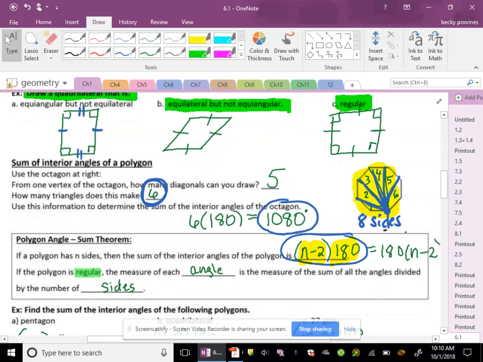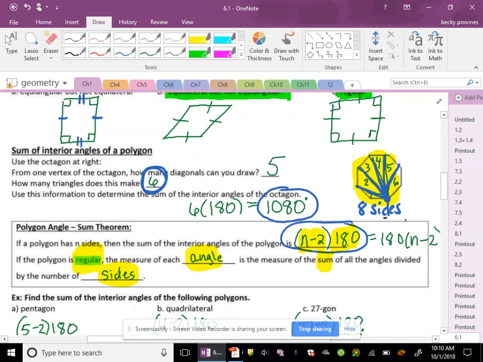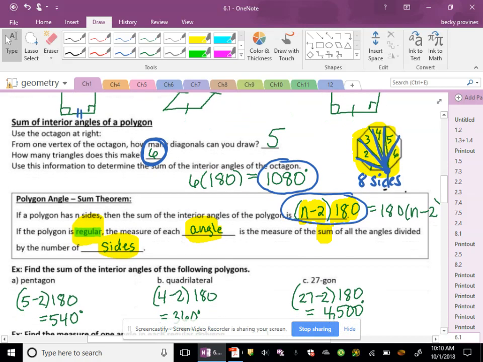Okay, so if a polygon is regular, regular again means all the angles and all the sides are the same, then the measure of each angle is the measure of the sum, which means all of them added together, of the angles divided by the number of sides. Okay, we're going to practice this. Don't worry.